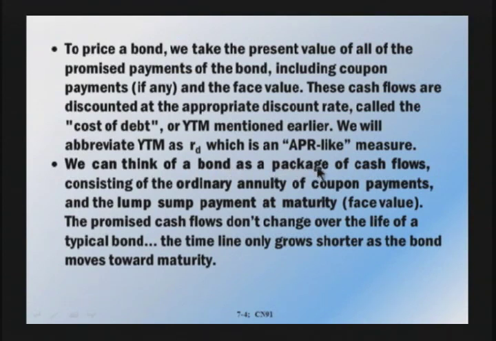Think about a bond as a package of cash flows. It is really two things. It is an ordinary annuity of coupon payments and a lump sum future value paid at maturity. That is called the face value or the par value. So when a bond matures, it pays the bondholders the par value. Along the way, it pays the coupon payments. And those are all the same amount, the same time period apart for a finite period of time, paid at the end of each period. So those are an ordinary annuity of the coupon payments.